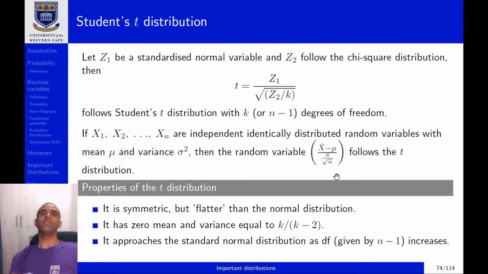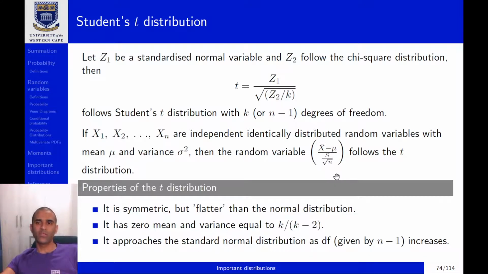And then once again, a very important distribution is student's t distribution. So this distribution has two elements. It has a numerator and a denominator. The numerator being a standard normal variable, and the denominator being a variable that follows the chi-square distribution.